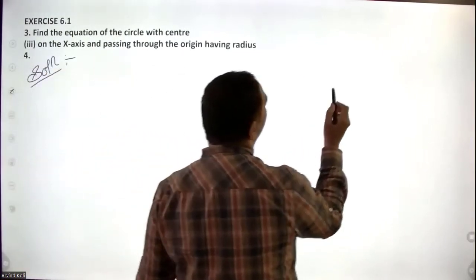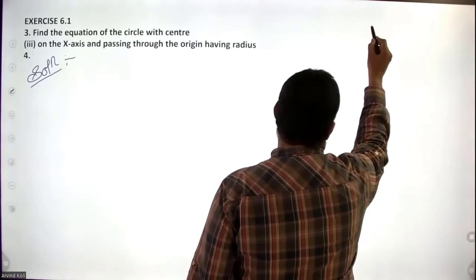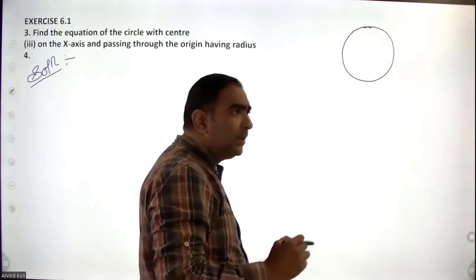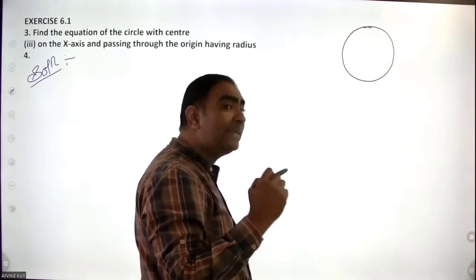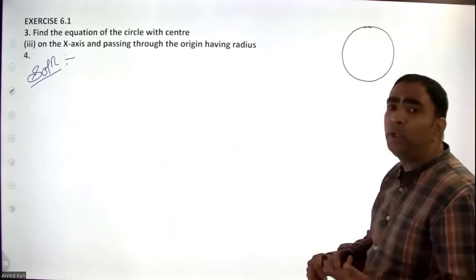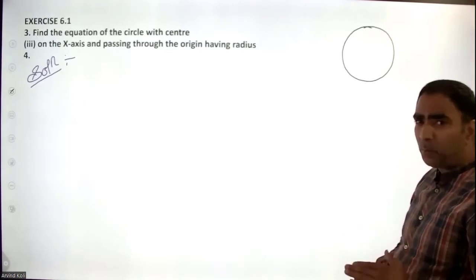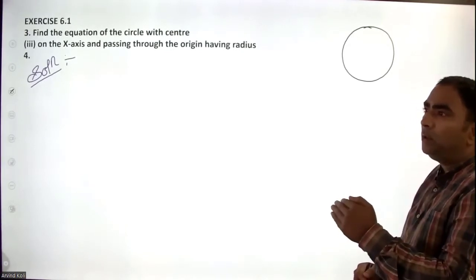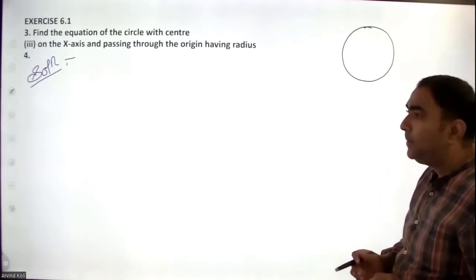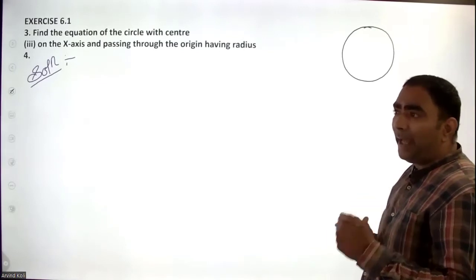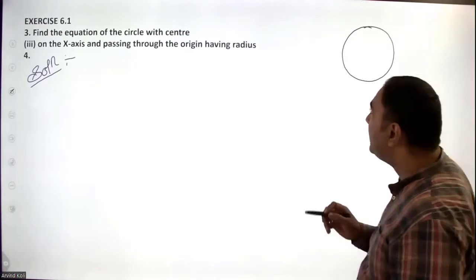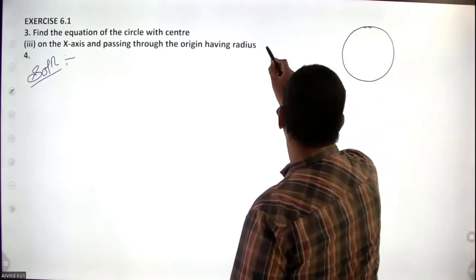Students, it says this circle is having its center on the x-axis, but the circle is passing through the origin. When I say the circle is passing through the origin, in simple words, the circle is touching your x-axis, y-axis. Center is on the x-axis and passing through the origin. That means the circle is going to touch the y-axis. Let us see this with the help of a figure.